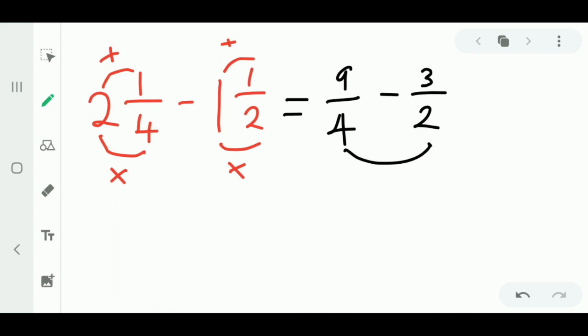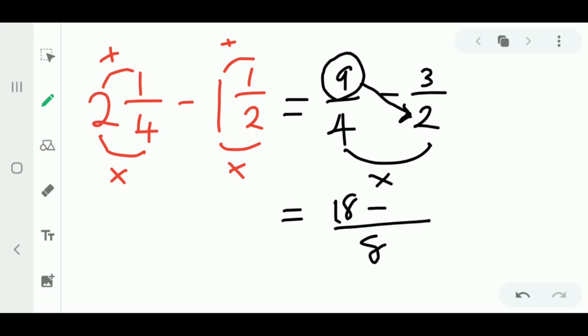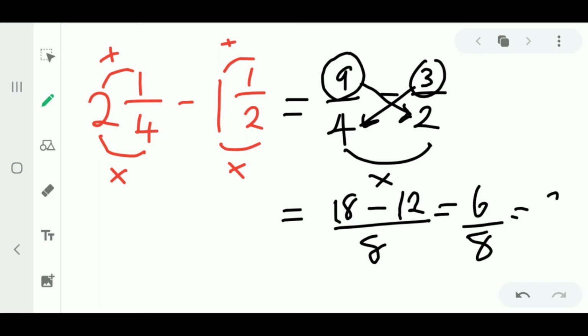Then we would multiply the denominators here, which would give us 8. Then we would multiply numerator on the left by the denominator on the opposite side. 9 times 2 is 18, minus numerator on the right by denominator on the left, which is 12. That would give us 6 over 8. And if we look closely, we can see that the number 2 is common between 6 and 8, so that would give us 3/4.